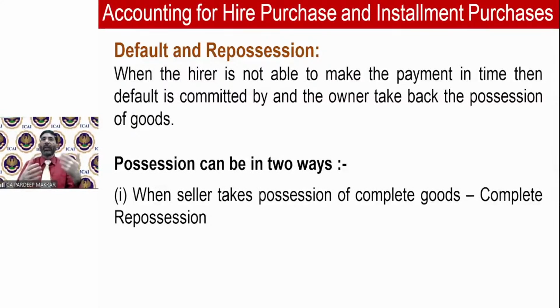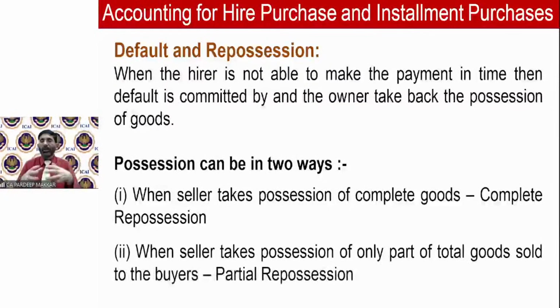But if we have sold him 10 laptops, then in that case, we may make an adjustment. We may go for a repossession for only 3 or 4 laptops or 5 laptops or 6 laptops. Then it is called partial repossession. So it will depend on how many items you have sold to him. If we have sold only one item, then obviously it is a complete repossession. But if we have sold more than one item, there is a chance that it may go for complete or partial. If we take back all the items, then it is called complete. If we take back only part of the items sold, then it is called partial repossession.